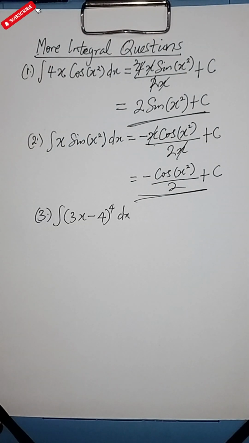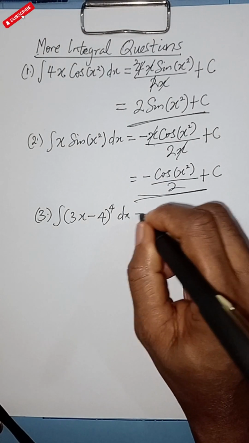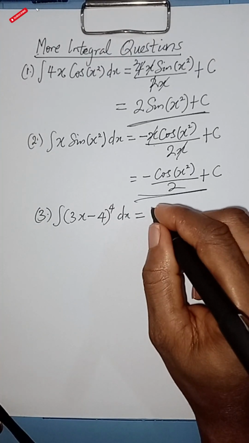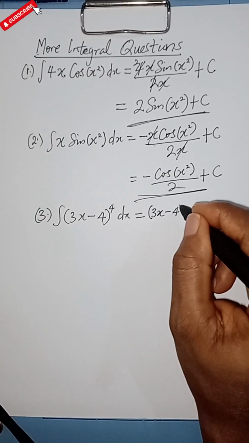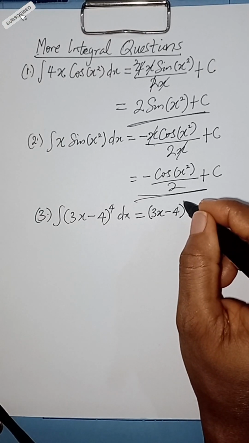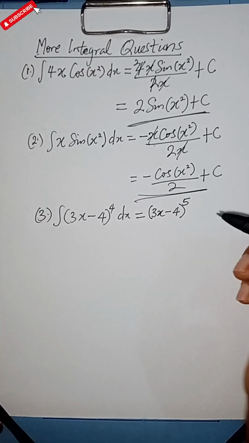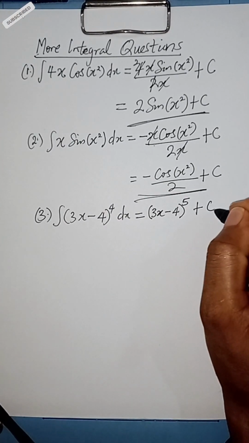Now this is another question. Integrate in bracket 3x minus 4 all raised to the power 4. When you see a question like this, you'll be wondering, what do I do? Integration is increase of power. So what you do is just increase the power. Write everything you have in the brackets. Don't touch anything. Increase the power. So 4 plus 1, that's raised to the power 5, plus your arbitrary constant.